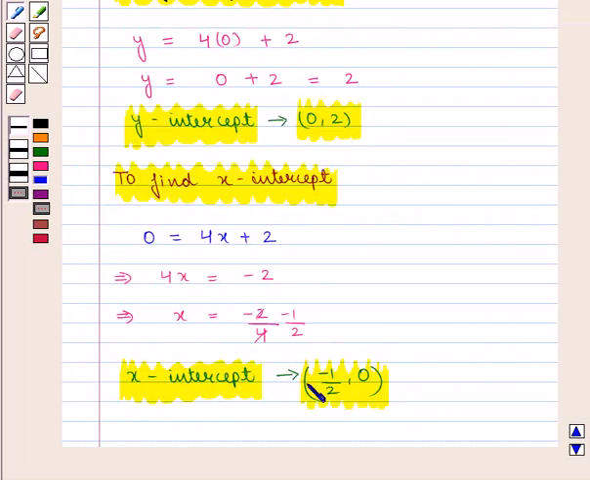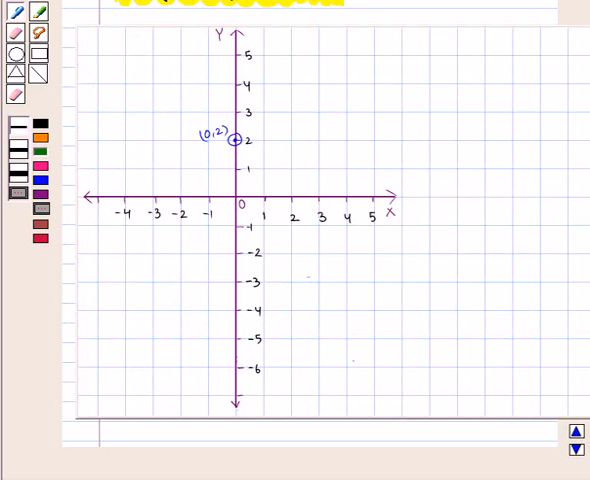And now we shall plot the point (-1/2, 0) on the coordinate plane. -1/2 is equal to -0.5, so we take -0.5 on the x-axis and 0 on the y-axis. And here we get the required point with the coordinates (-1/2, 0). Now we join these two points with a scale and then extend this line. And this is the required graph for the equation y is equal to 4x plus 2.